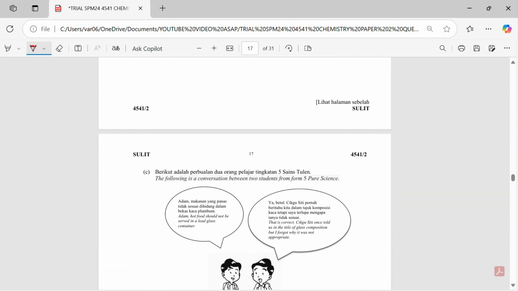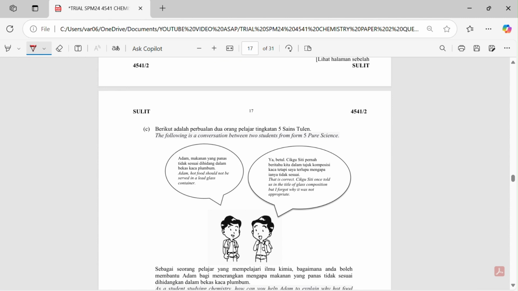Okay, next. Berikut adalah perbualan 2 orang pelajar tingkatan 5 sains tulen. Adam, makanan yang panas tidak sesuai dihidang dalam bekas kaca plumbum. Ya betul, Cikgu Siti pernah beritahu kita dalam tajuk komposisi kaca. Tetapi saya terlupa mengapa ianya tidak sesuai.